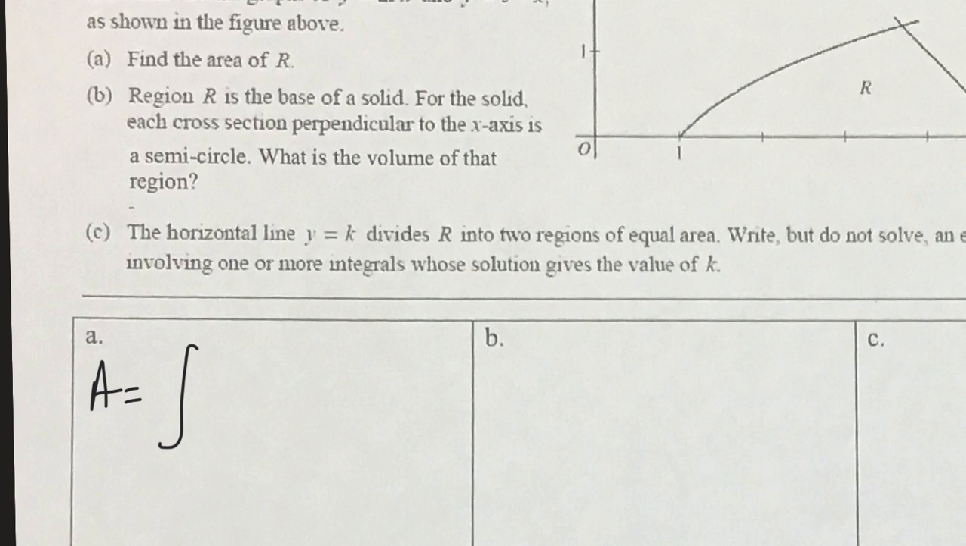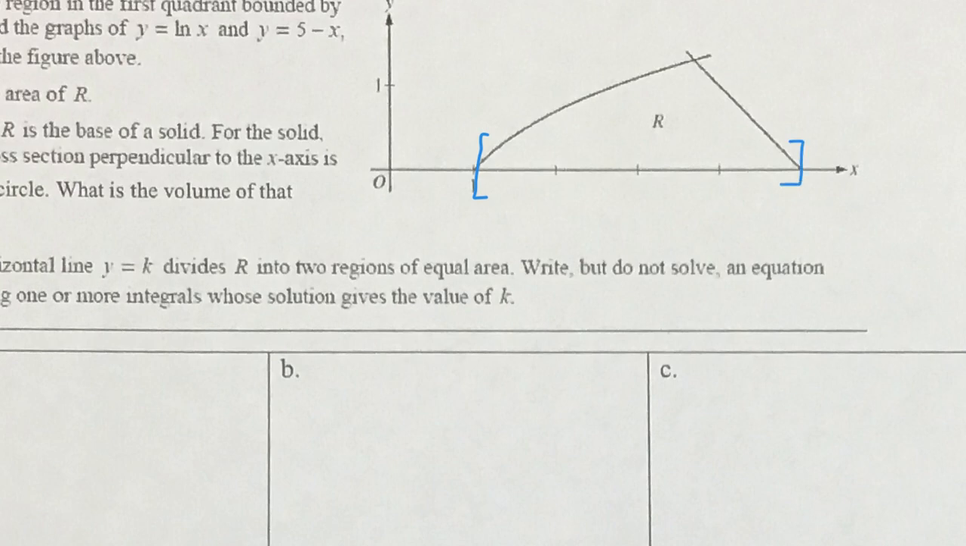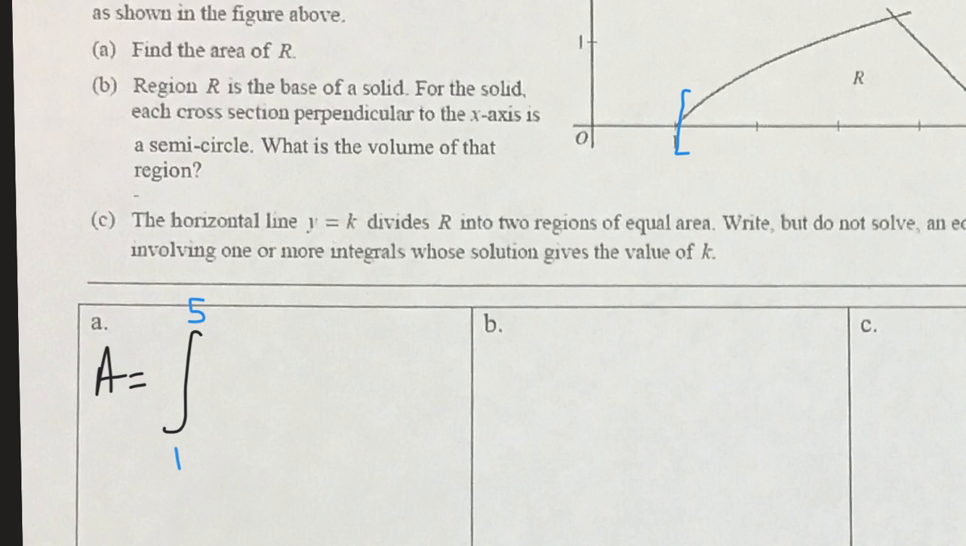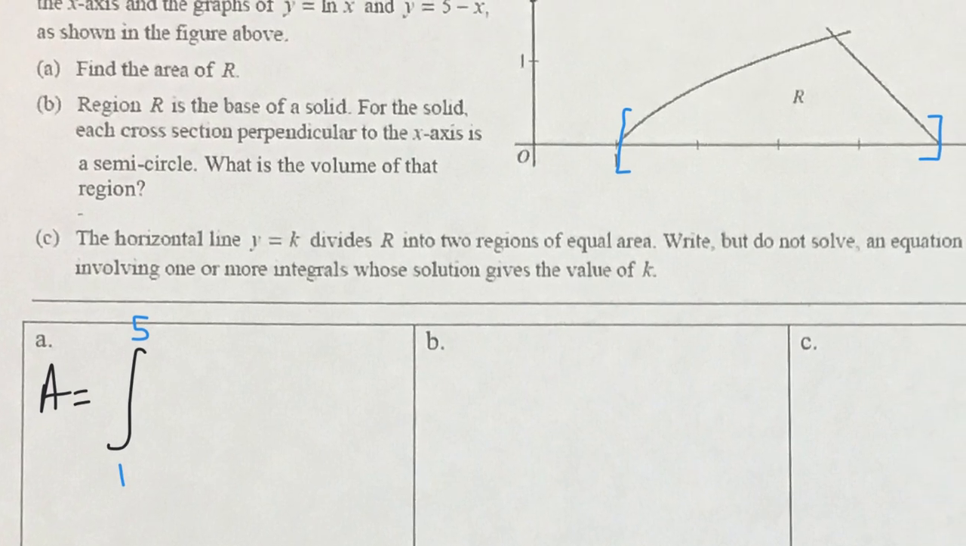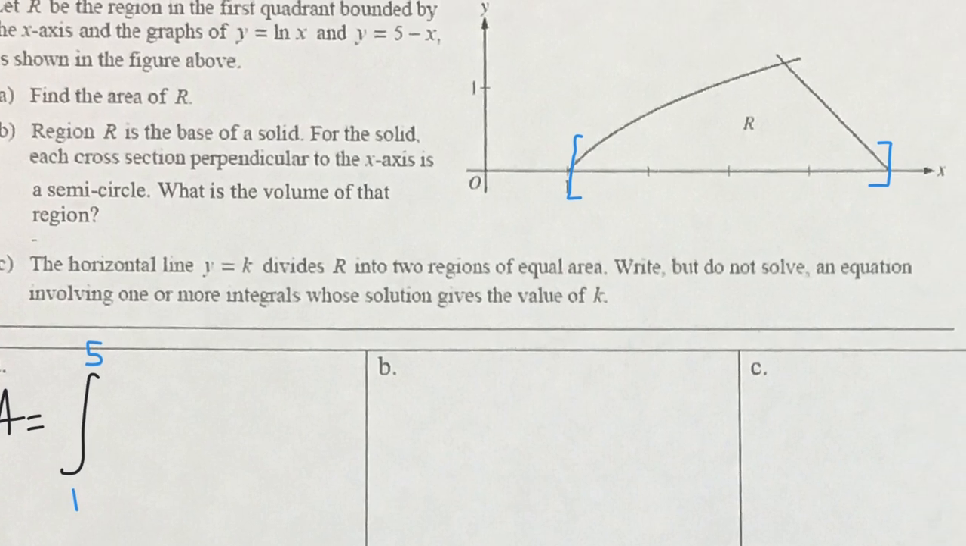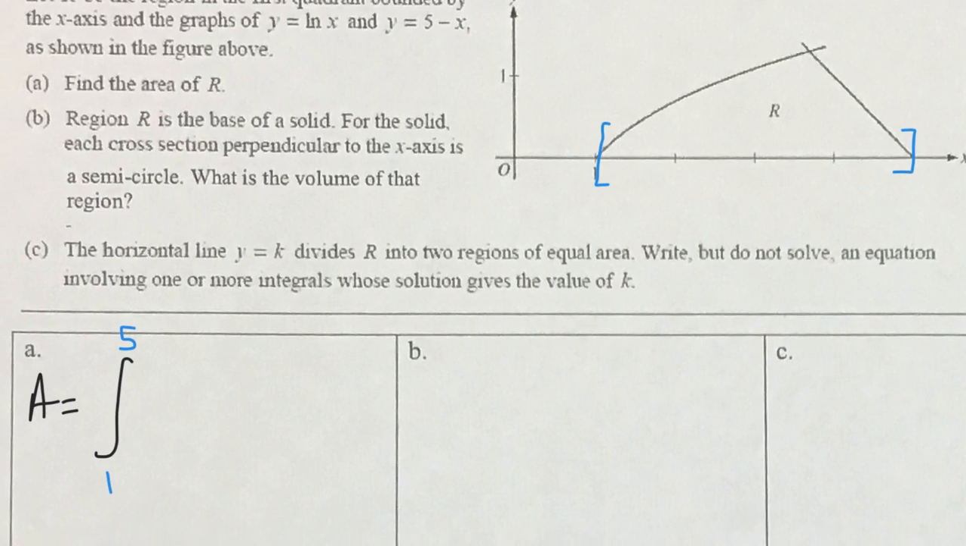The lower one should be the positive 1, and the upper limit should be 5. That is the x-intercept of our other graph. So the area underneath our curve is the top function, natural log x.